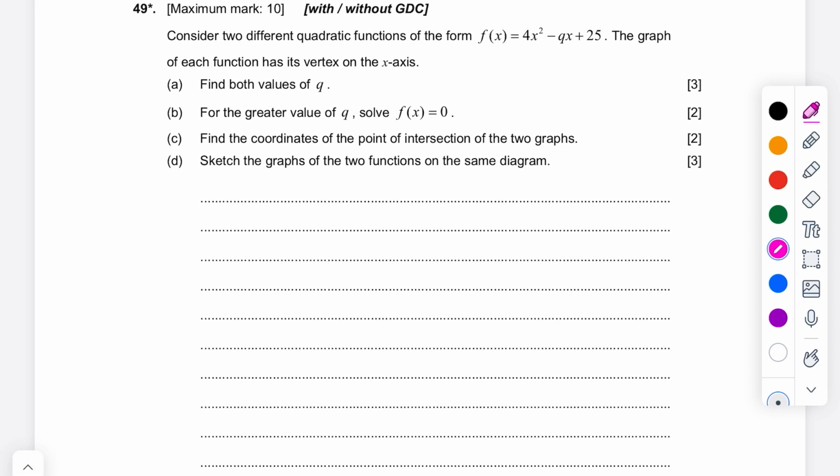Next, question number 49. Consider two different quadratic equations of the form f of x equals 4x square minus qx plus 25. The graph of each function has the vertex on the x-axis. Find both the values of q.